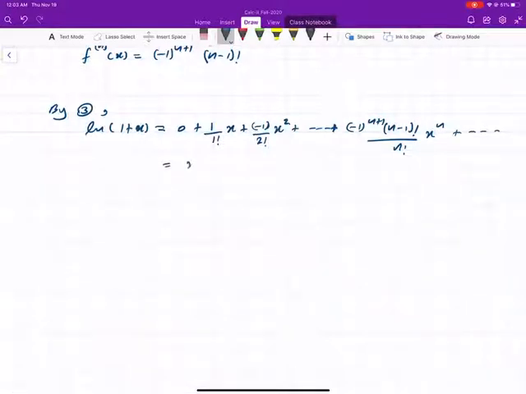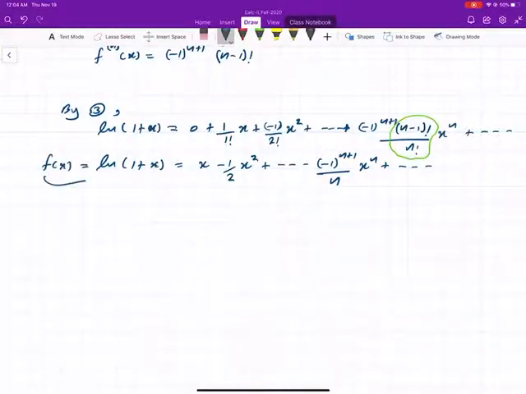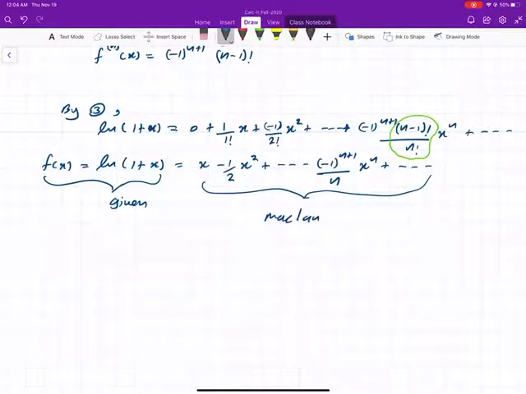Let me simplify a little bit. This is x plus, let me put minus here, minus half x squared plus, and then minus 1 to the power n plus 1. Then you have to simplify these two terms. Once you simplify those two terms, you will get just n in the denominator, and this is x to the power n, plus and so on. Okay, so this is the given function, which is ln 1 plus x, and this is the Maclaurin series.